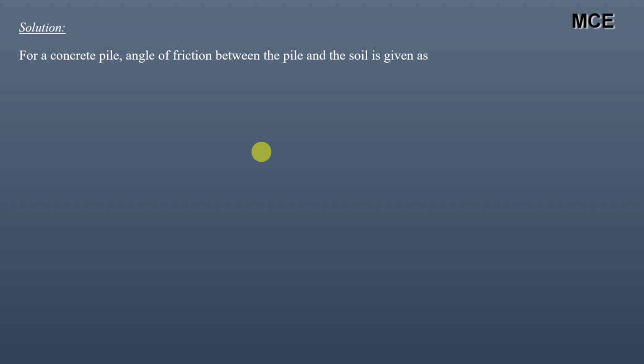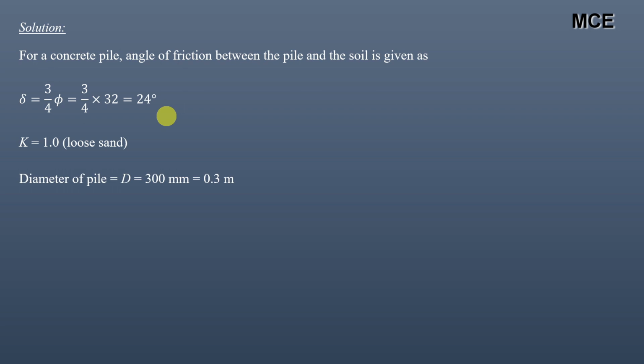First, we will see what we have been given in the question. Since these are concrete piles, the angle of friction between the pile and the soil is given as 3/4 of the angle of internal friction. So it will be 3/4 of 32 degrees, which is 24 degrees. Since this is a loose sand, the lateral earth pressure coefficient will be equal to 1. Diameter of pile is 300 mm, or you can say 0.3 meter.